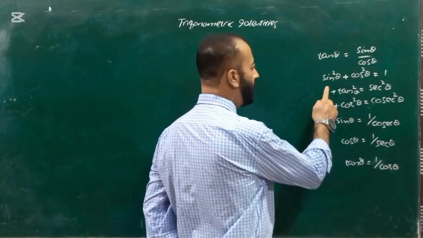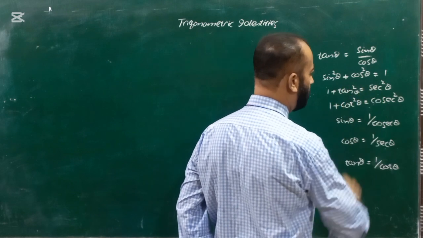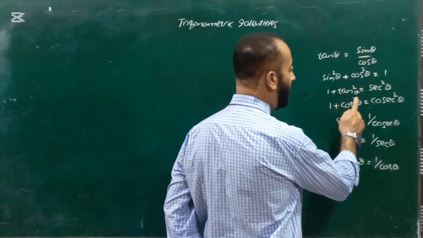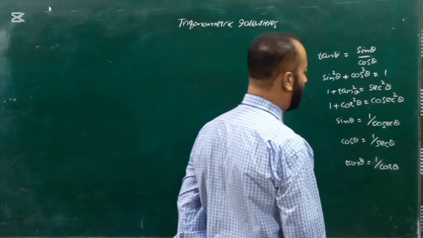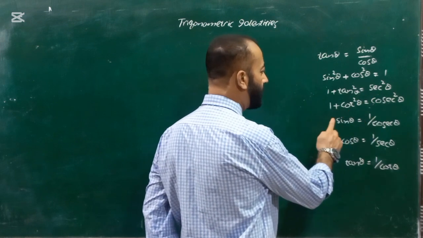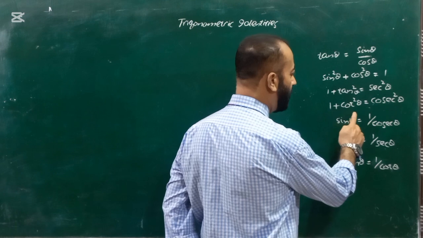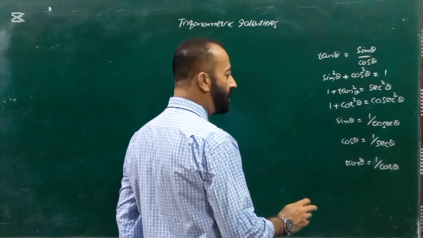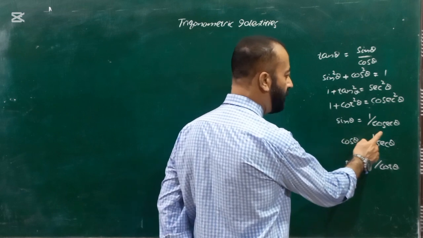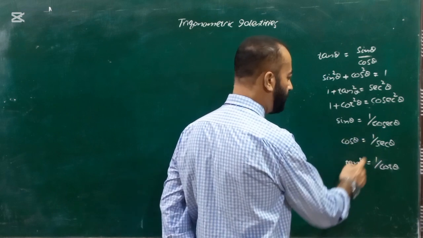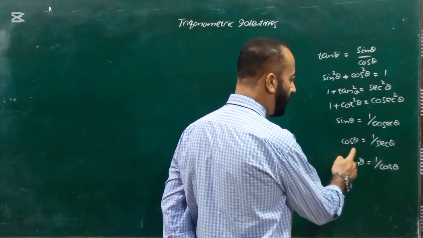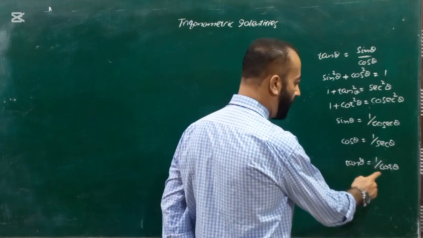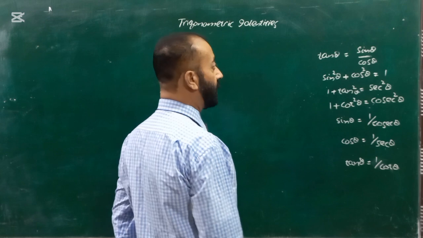Second formula is sine square theta plus cos square theta is equal to 1. Next is 1 plus tan square theta is equal to secant square theta. Next is 1 plus cotangent square theta is equal to cosecant square theta. Also, you have to remember that sine theta is the reciprocal of cosecant theta, cos theta is the reciprocal of secant theta, and tan theta is the reciprocal of cotangent theta.